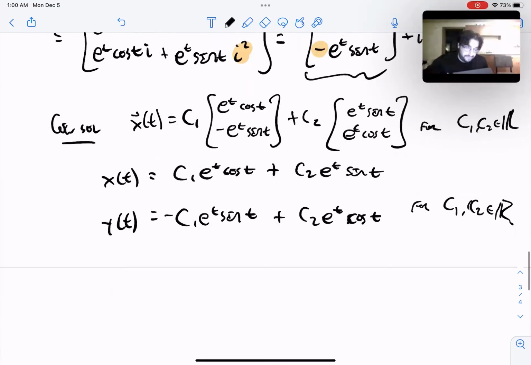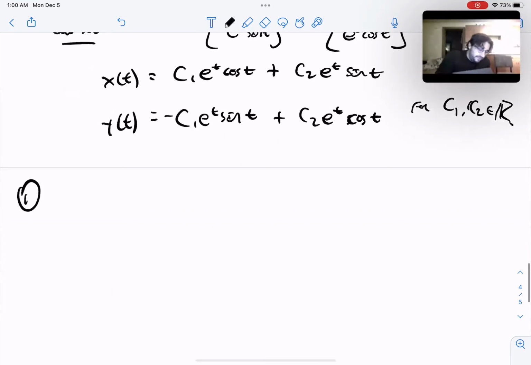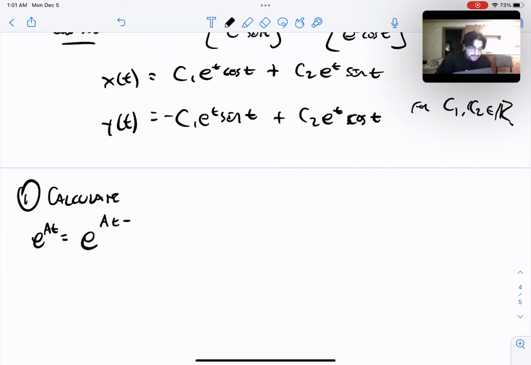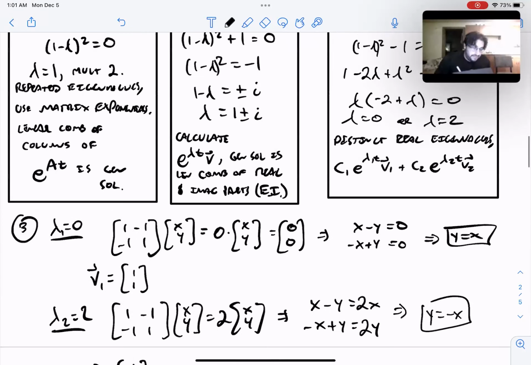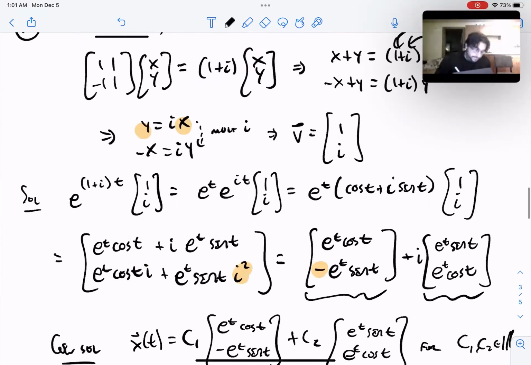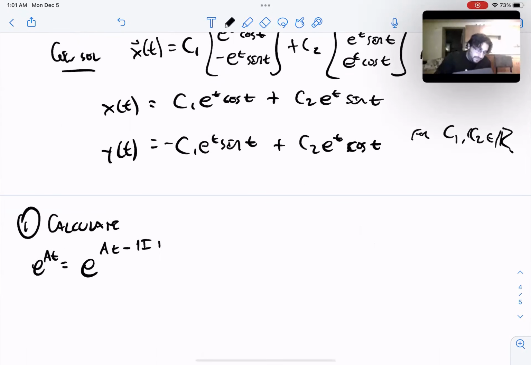Now, finally, the last case, let's look at system one. Here we have a repeated eigenvalue. So let's calculate e to the At, which has a very specific trick as to how to do that. You want to add and subtract lambda I, right? Where lambda in this case is just 1. We'll do 1I subtracted and 1I added.